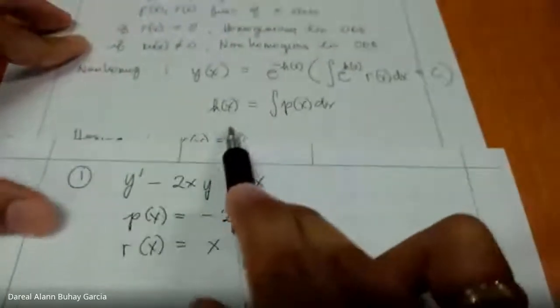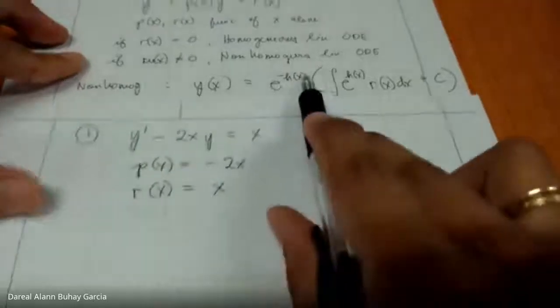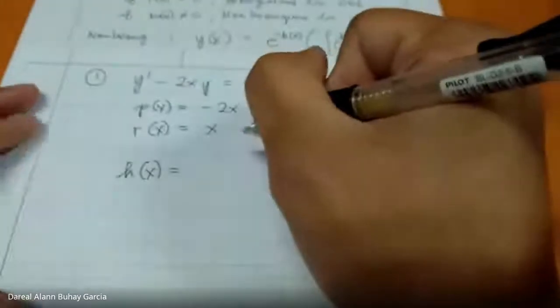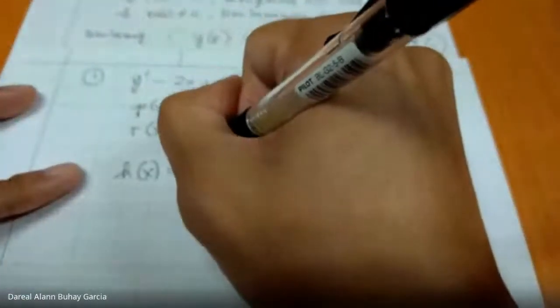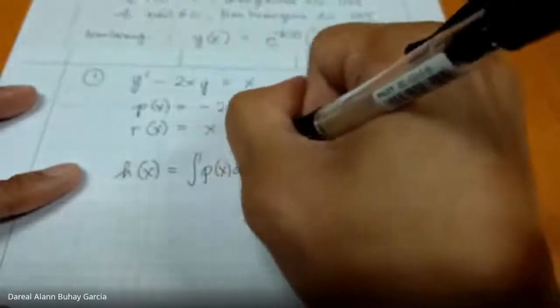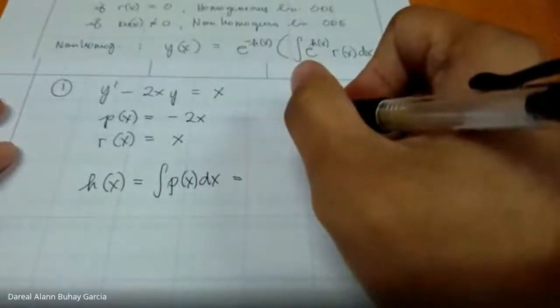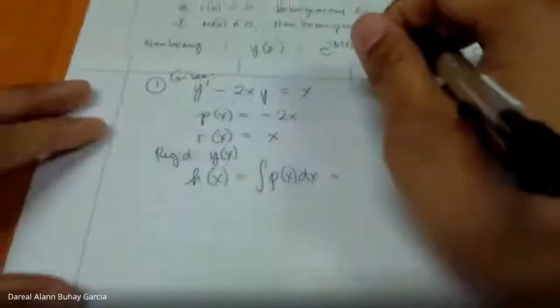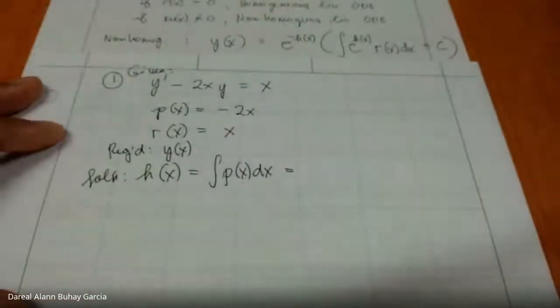Dali lang ni siya, we just integrate p of x. So our h of x is equal to the integral of p of x dx. That's p of x, negative 2x. Formats at day, no? So this is our given, required is the general solution y of x. First, determine h of x.